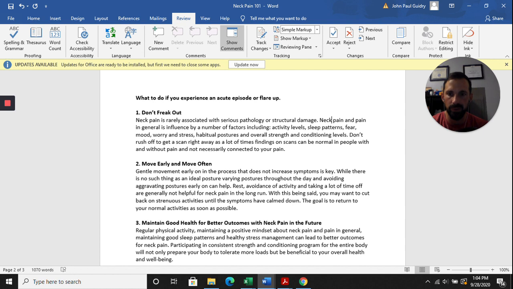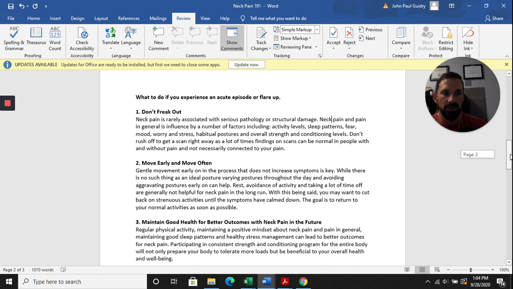Number 2 is move early, move often. So gentle movement early on in the process that does not increase any symptoms is key. While there's no such thing as an ideal posture, it's a bit of a misnomer, varying postures throughout the day and avoiding aggravating postures early on can help. Rest, true avoidance of activity, and taking a lot of time off are generally not helpful for neck pain in the long run, but you may want to cut back on some strenuous activities until the symptoms have calmed down. The goal is to be able to return back to those normal activities as soon as possible and only stop or modify the things that you need to.